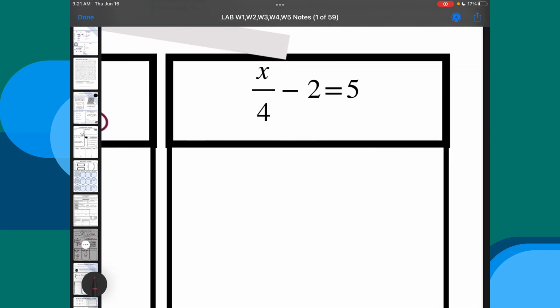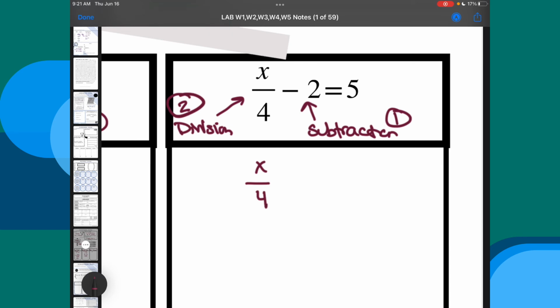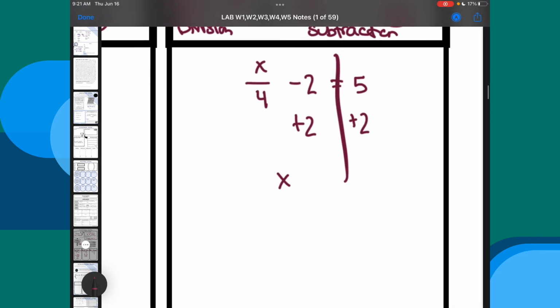One more example. Here we have subtraction, and here we have division. So first we will undo the subtraction. Second, we will undo the division. So x divided by 4 minus 2 is equal to 5. The inverse of subtraction is addition. So x divided by 4 is equal to 7.